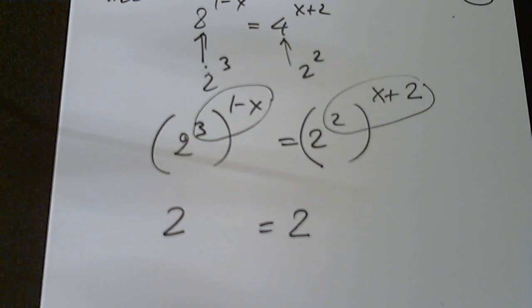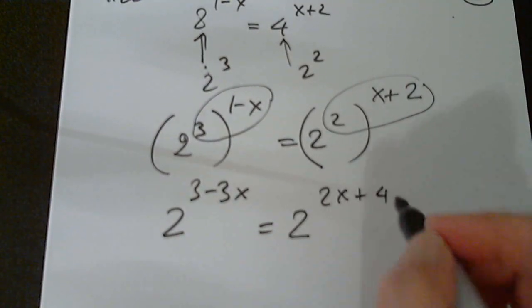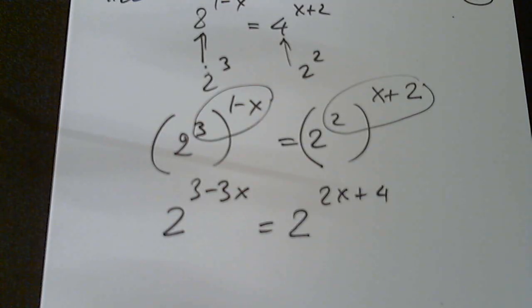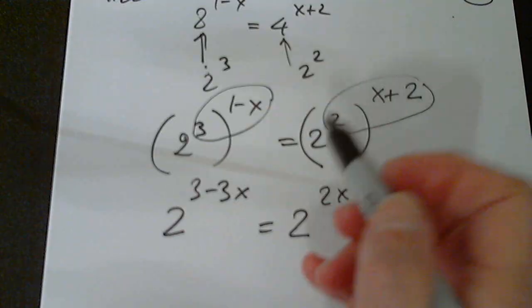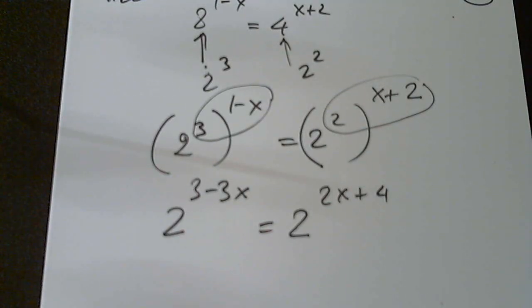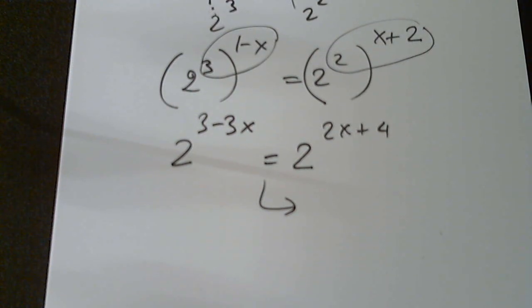Which operation do I apply? Will it be multiplying? Thank you so much. 3 minus 3x, 2x plus 4. Excellent. Of course. Copy the base, multiply the exponents. And I have to distribute. 3 times 1, 3 times negative x. 2 times x, 2 times 2. Very good. And now from here, this is easy. What do I have to write and solve?